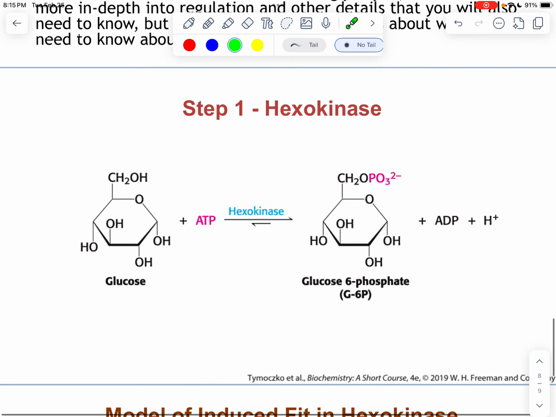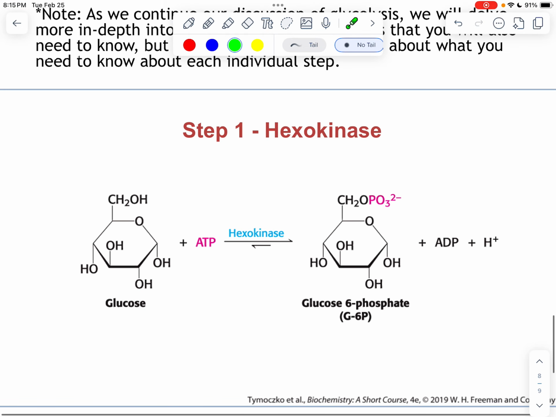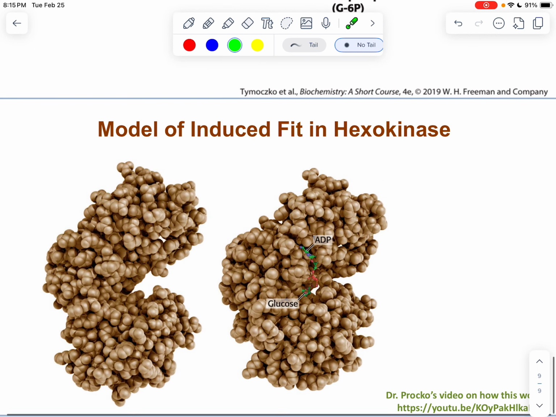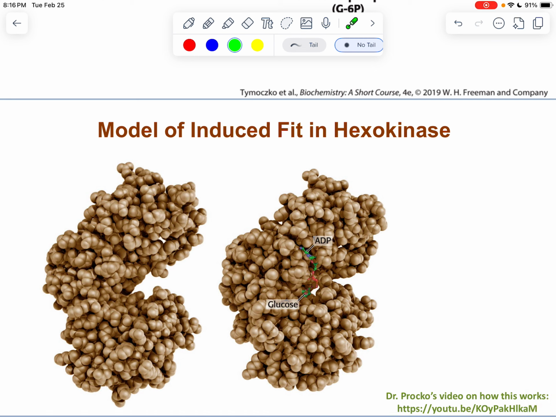All right, one other thing that I wanted to come back to in this first step, so our regulatory enzyme hexokinase, we can see that this is largely one way, right? It's heavily shifted to the right. And I want to talk just a little bit, if you remember when we talked about enzymes, we talked about the idea of induced fit. And this is a great example of that.